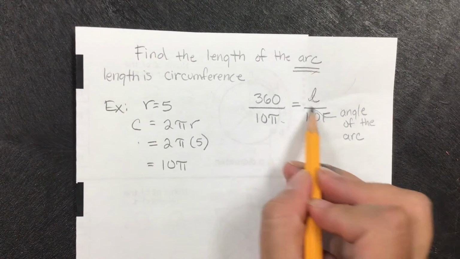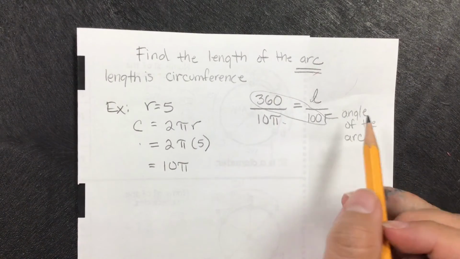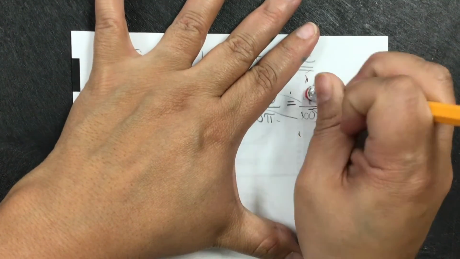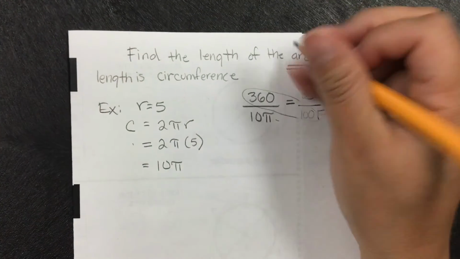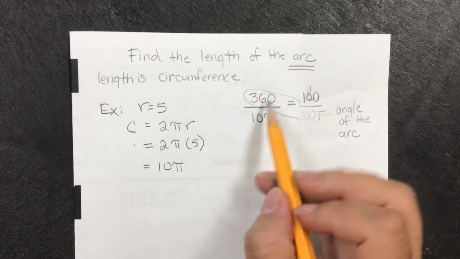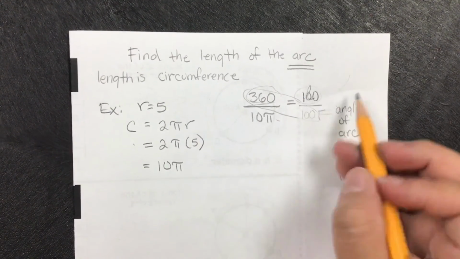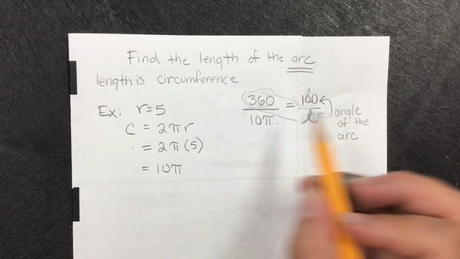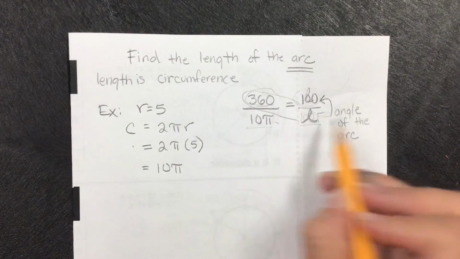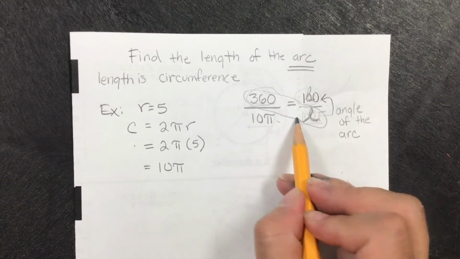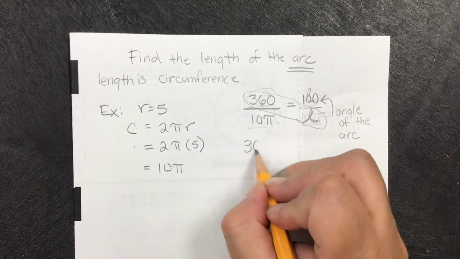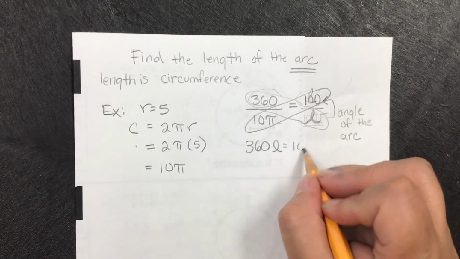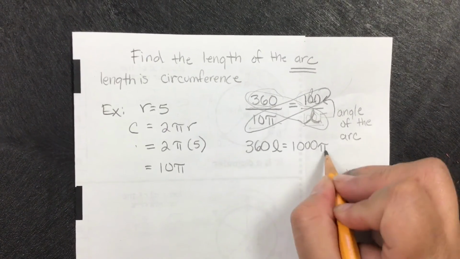So this is just an example. What you're going to have to do is cross multiply. And I set this up wrong, sorry. This goes up here, because degrees goes with degrees. That means the length I'm looking for is right here, because that's the whole length and the little part of the length that I'm looking for. We still have to cross multiply. 360 times length is equal to 100 times 10, which is 1,000 pi.